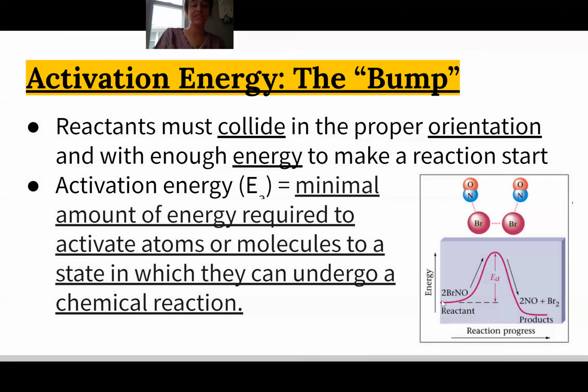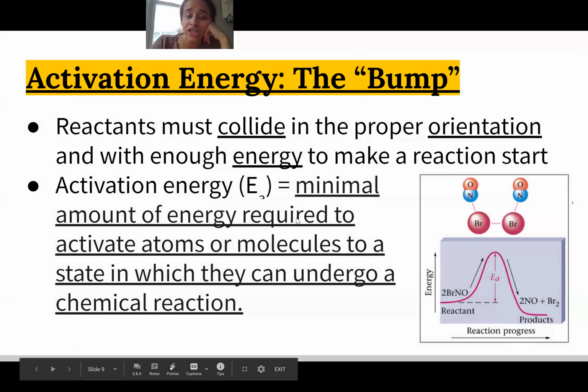So reactants, as you know, must collide in a proper orientation, meaning they must fit together in a specific manner and with enough energy in order to make the reaction start. So if there's not enough energy, or they collide not where they're going to react with each other, then there's going to be no reaction.